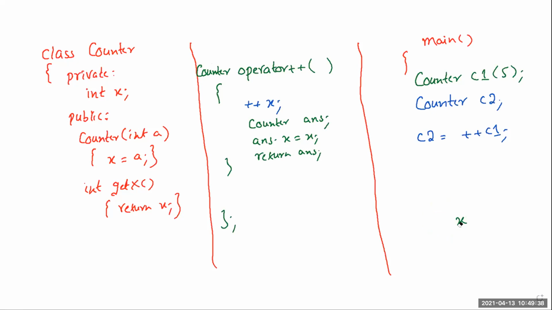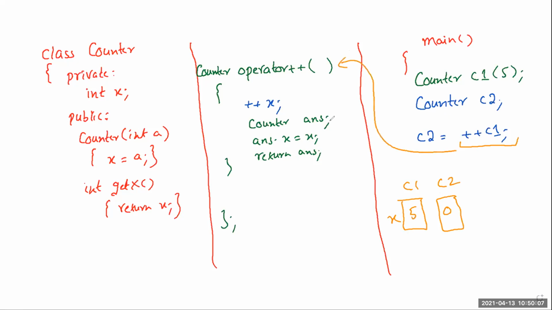Okay, so let's get rid of this and see this stepwise, and then I will also write this program. So what is happening? You have counter C1. This is C1, which has 5 in its x. You have counter C2. Default constructor is called, so there's 0, I assume. Okay, and then you have this statement. When you write plus plus C1, this function is called.